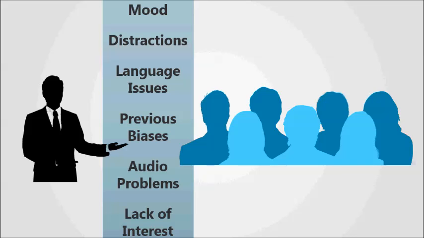And everything that gets in the way, all the static, all the disconnect that happens, that's all the noise that impedes our ability to hear and understand that message, whether it's on the radio or TV, or in a presentation. We want to, as much as possible, ramp up the amount of signal that we're trying to push across. And today's session is a lot about minimizing the amount of noise that's getting in the way. So say right now in today's session, if I talked about mood, distractions, language issues, previous biases, audio problems, and lack of interest, what are the things that I could manage and what are the things I couldn't manage?